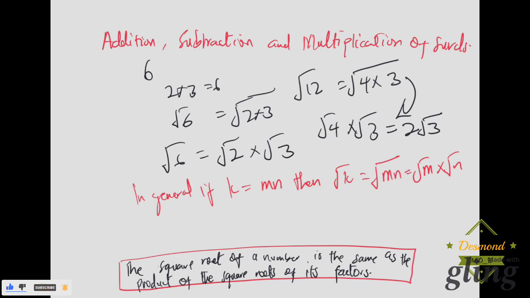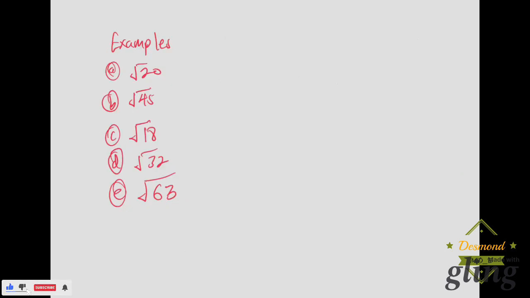Now take note of this. The square root of a number is the same as the product of the square roots of its factors. If n can be expressed as the product of a perfect square and another integer, then the square root of n is a reducible surd. Let's take some examples. If we have the square root of 20, how do we express it? Let's simplify this. We get the square root of 4 times 5, which is 2 root 5, right?